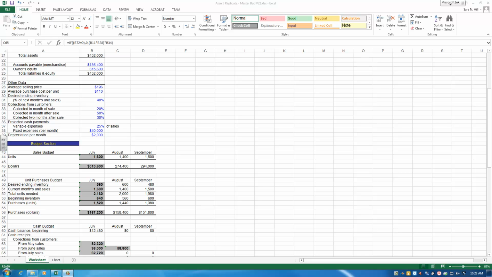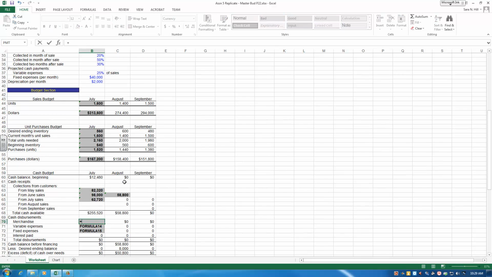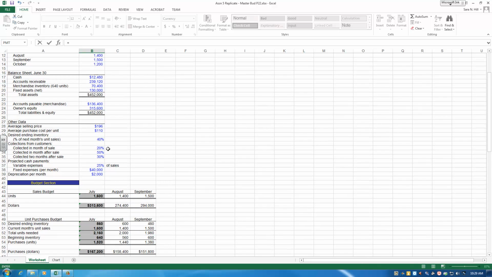Moving on to cash disbursements. Now remember, we're looking at a month delay. So here we have our merchandise cash disbursement. Merchandise for July is simply your accounts payable on June 30th, since it is paid in the following month. So here we'll put in our formula. We're going to go up and find our accounts payable. Here we go. Bring that down.